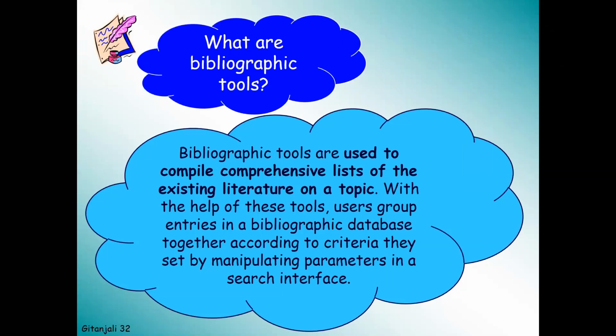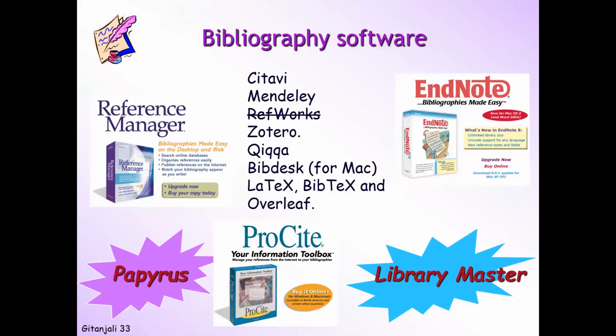Now, this is my last slide. What are bibliographic tools? Many of you are familiar with these, because using these tools, you can compile comprehensive lists of existing literature on a topic. With this, you can group entries, search them, and manipulate parameters and all that. In H1 we have had sessions on, I think, Zotero. We can have more if you want. So a lot of software are there.